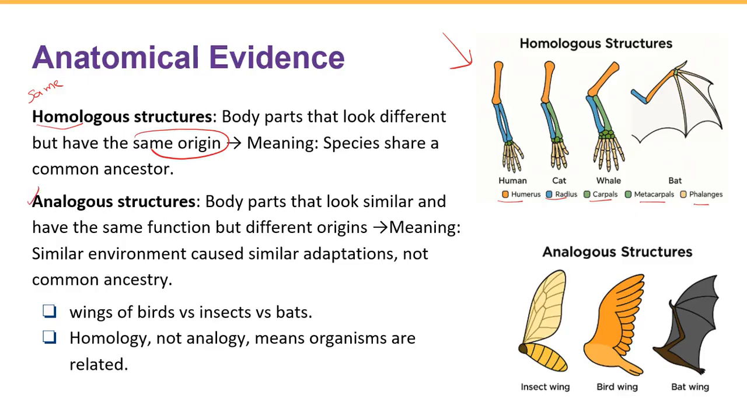Analogous structures, these are a little different. They look similar and do the same job. Look at this: insect wing, bird wing, and bat wing. The shape is similar, but their wings are built differently. So analogous structures show similar adaptation to the environment, not shared ancestry.